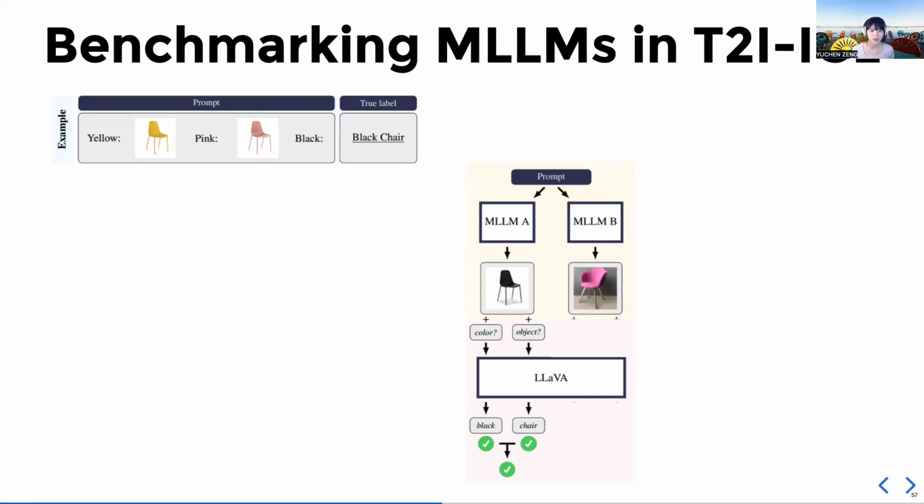And here I just quickly provide another example, like MLM B. Assume that it generates a wrong image, like a pink chair. We do the same thing: ask LLaVA for the color and the object, and compare LLaVA's output with the true label. And here, because pink doesn't match with black, we classify this generated output as wrong.